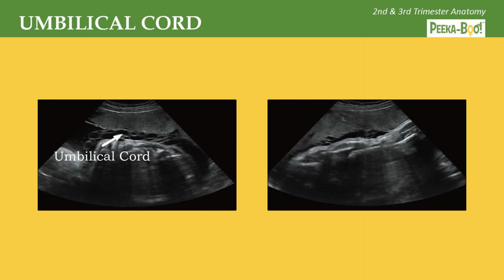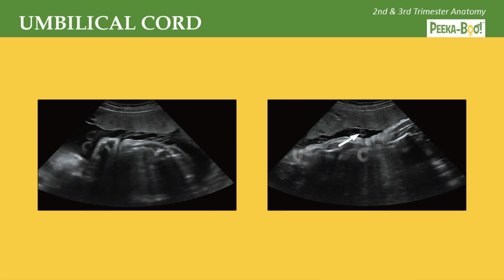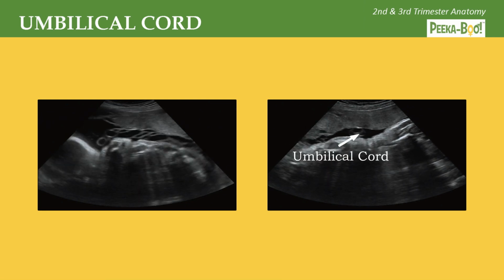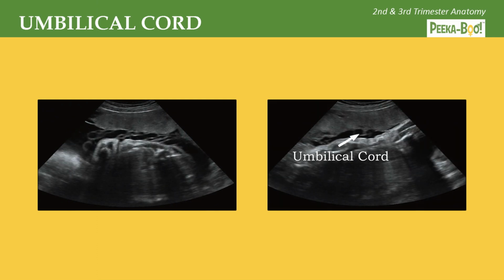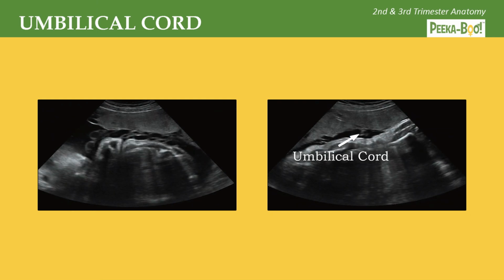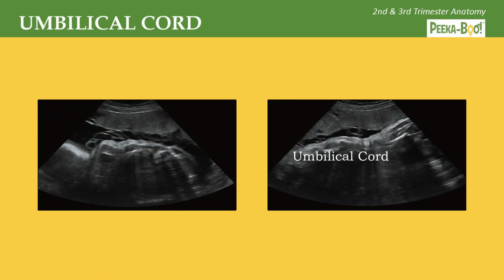The image on the right shows the umbilical cord in cross-section. The cord normally contains 2 arteries and a vein. You can see the vessels as round black structures. We have labeled the umbilical cord here to make it more obvious.